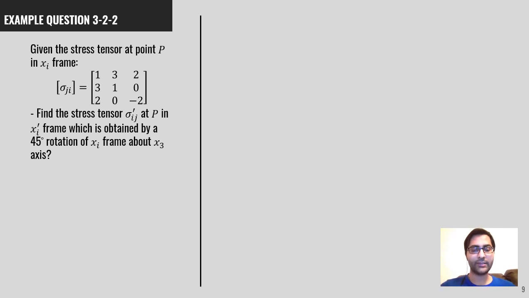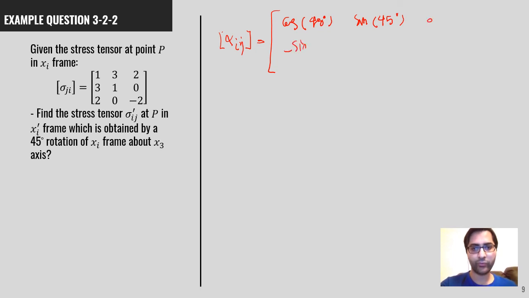Okay, let's form the rotation matrix as alpha ij is equal to, so it's rotation around the x3 axis, so it's going to be cosine of 45 degrees, sine of 45 degrees, 0, minus sine of 45 degrees, cosine of 45 degrees, 0, 0, 0, 1.